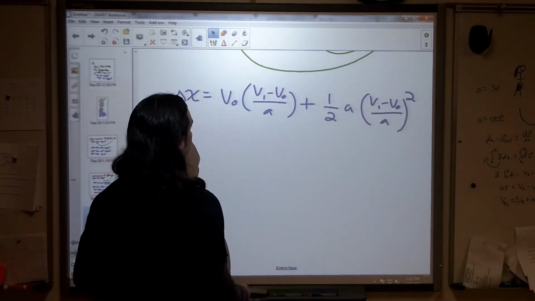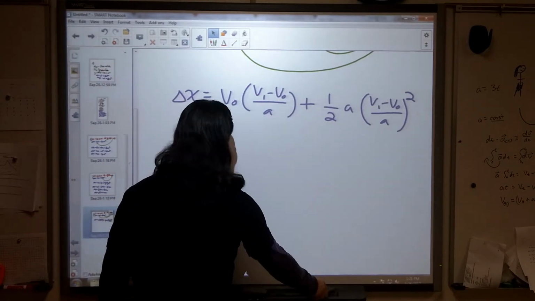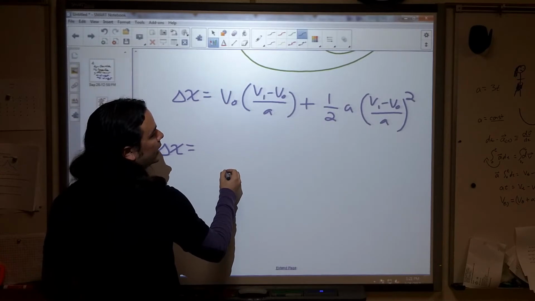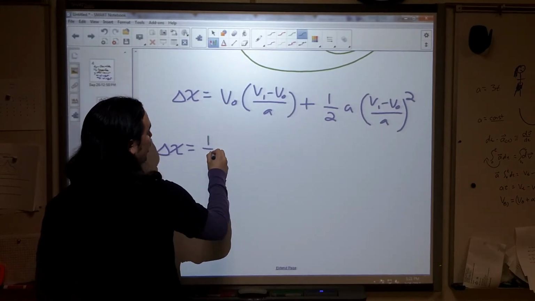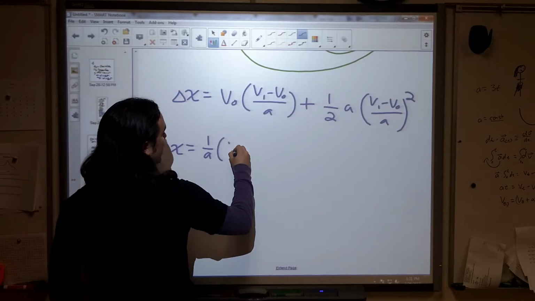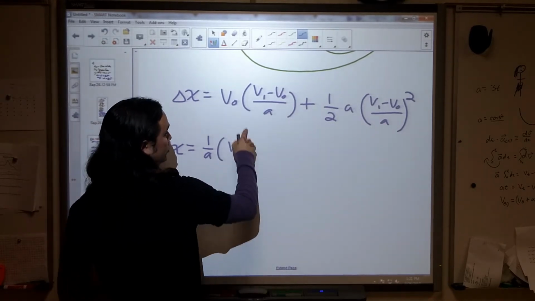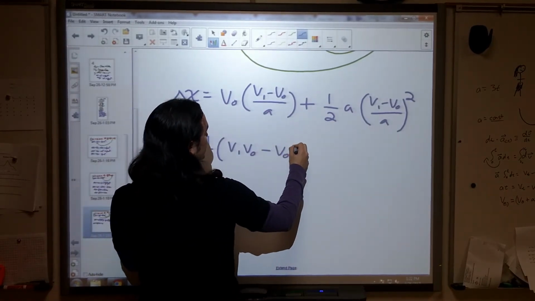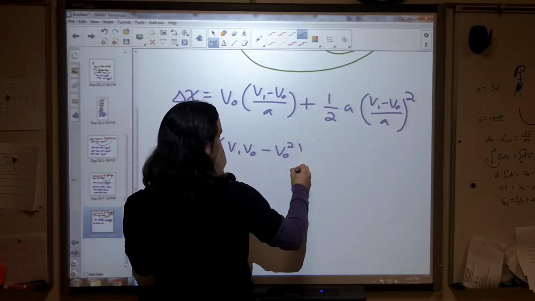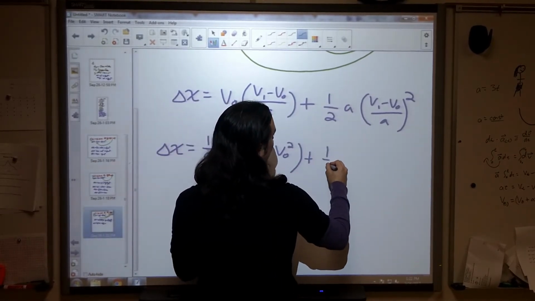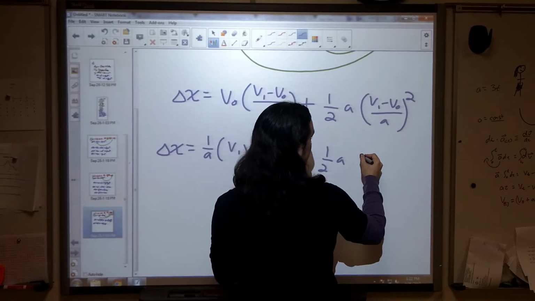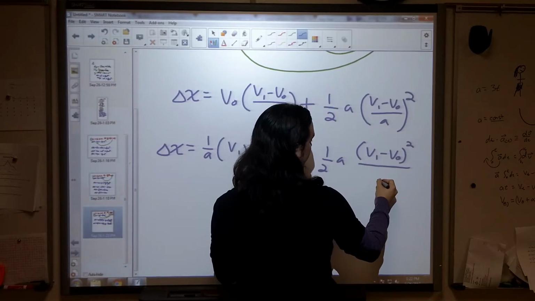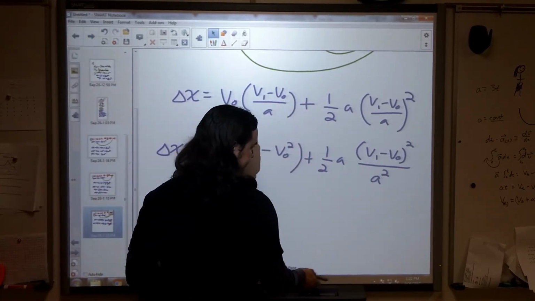Okay, I'm going to spread this out some. It's going to be a bit of a mess, but we'll go ahead and play around with it. So I've got, let's see, 1 over a times the quantity of v final multiplied by v naught, both of these together, and I've moved the 1 over a out, minus v naught squared. That's this one times that one. Plus 1/2 a times the quantity of v1 minus v naught quantity squared, I'm going to leave that like that for now, over a squared.